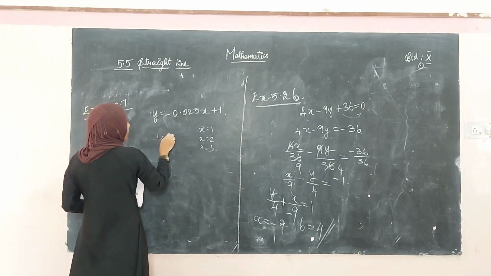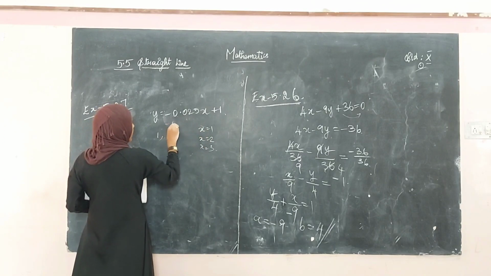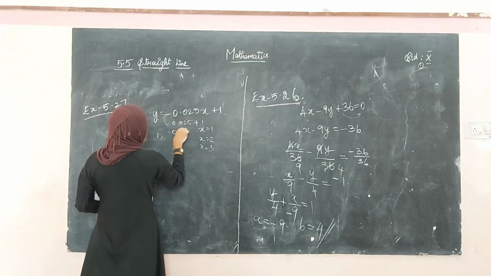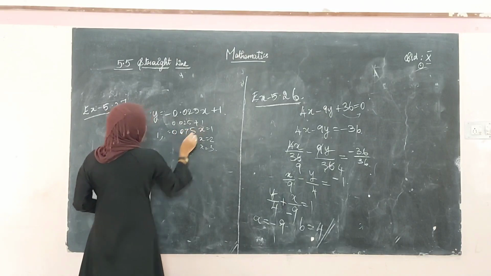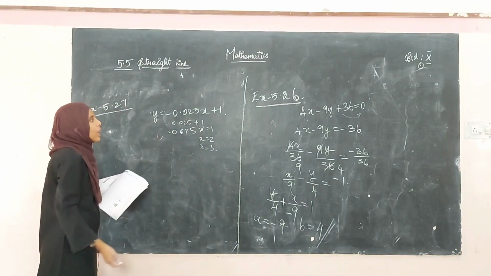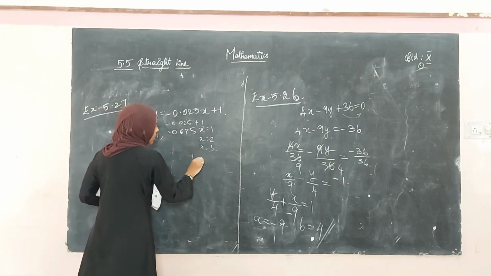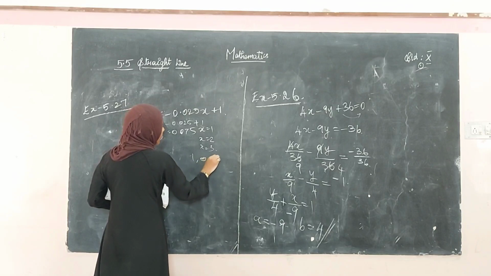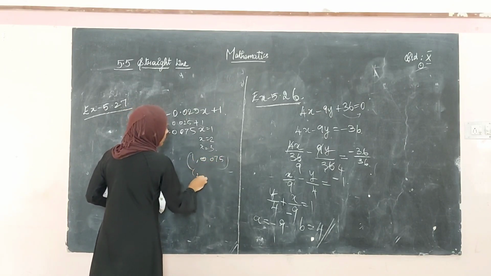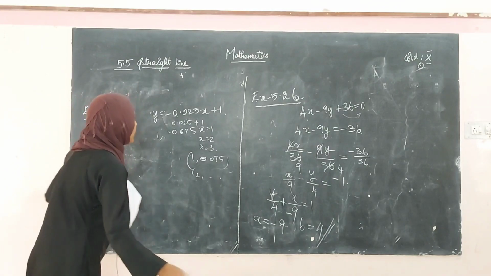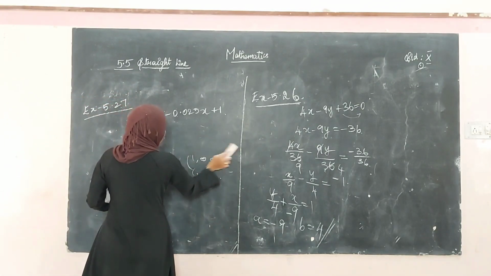So 1 comma, if you put 1 here, what will you be getting? Minus 0.025 plus 1. So you will be getting 0.975. Y value is 0.975. Like that you have to substitute and you will be getting coordinates 1 comma 0.975 and then 2 comma something. So if you plot like this you will be getting the graph. Okay, after that you have to mark it on the graph.